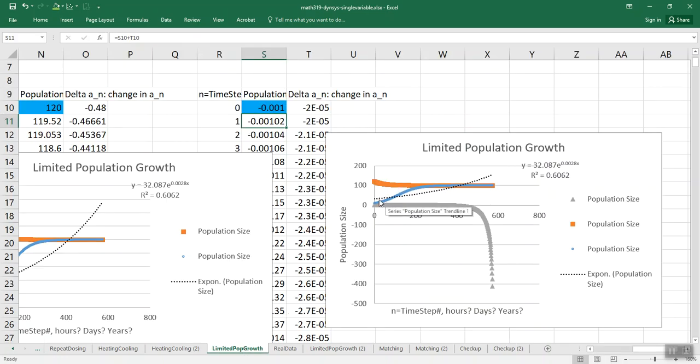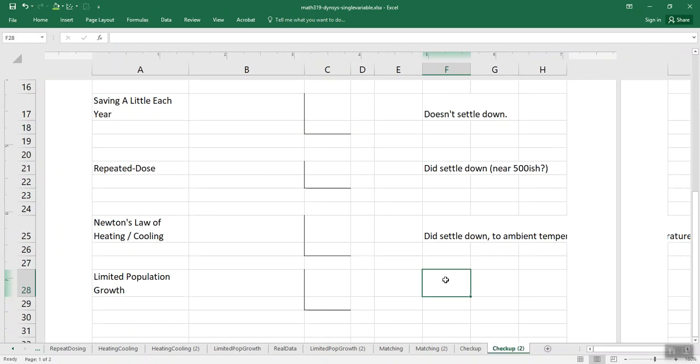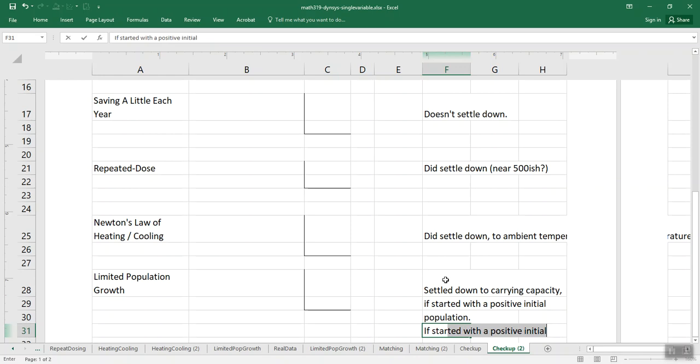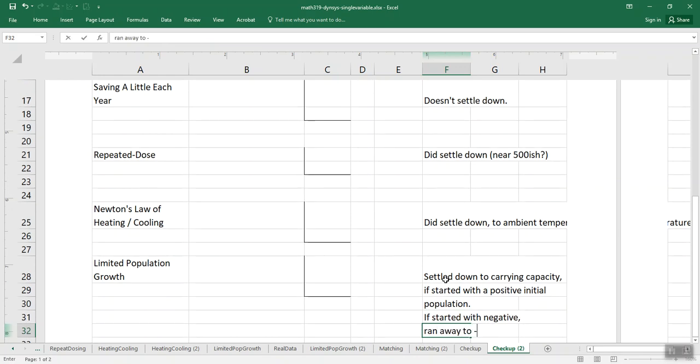Here, if you started with 10, it ended up settling down to the carrying capacity. If you started with more than the carrying capacity, it ended up settling down. But if you started with negative animals, it did not settle down. So that's something to think about. So it settled down to the carrying capacity if you started with a positive initial population. If you started with negative, it ran away to negative infinity.